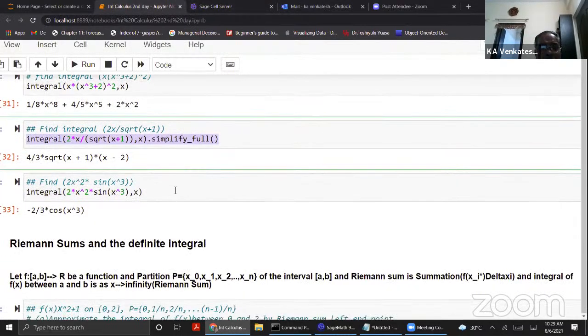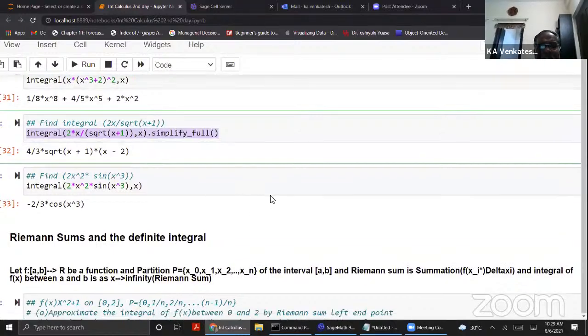Now one more problem involving trigonometric functions. So 2x square times sine x cube. The integral is minus 2 by 3 cos cube. Now you may ask, suppose it involves substitution or trigonometric substitution or inverse trigonometric substitution or partial fractions, will it work? This does the job obviously, without any worry about whether I have to do partial fractions or integration by parts. Everything it takes care of.